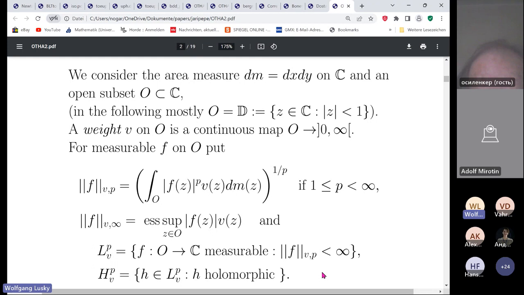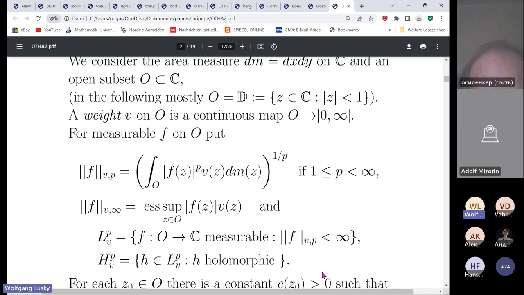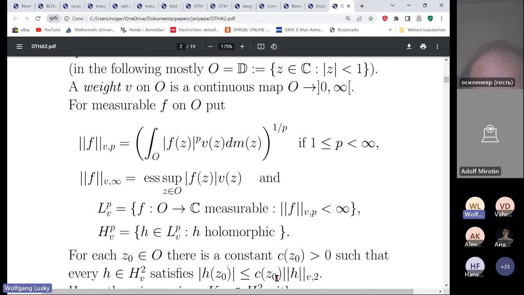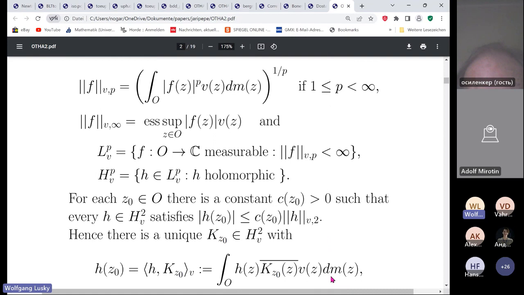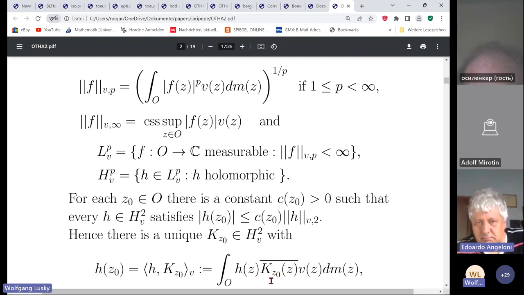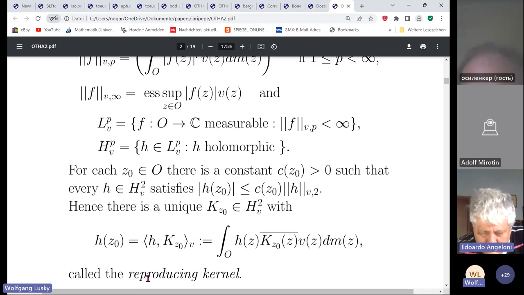Now, for p equal to 2 and for a holomorphic function, the evaluation map is always bounded with respect to the weighted L^2 norm. This is, of course, classical and standard. This follows from the properties of a holomorphic function. But now, using the Riesz representation theorem for Hilbert spaces, we can express this evaluation as a scalar product. So there is a unique element in H_v2, denoted in the following by K_z0, such that the evaluation can be represented by the corresponding scalar product. This means integration over O of h times K_z0 bar times v(z) dm(z). This is of course well known. In the following, this K will be called the reproducing kernel.